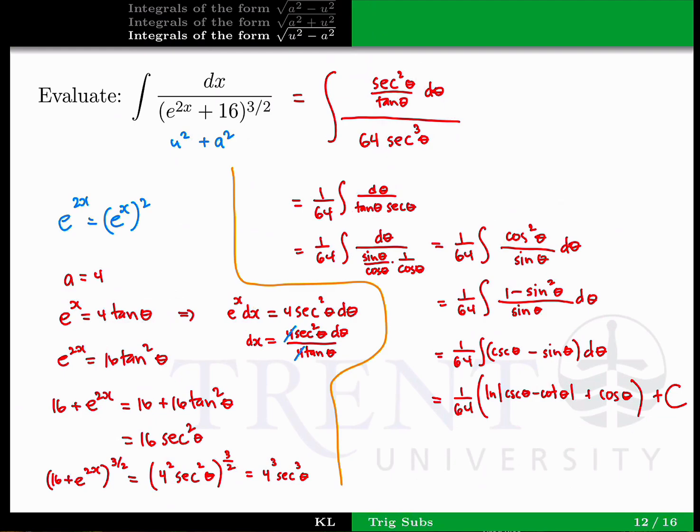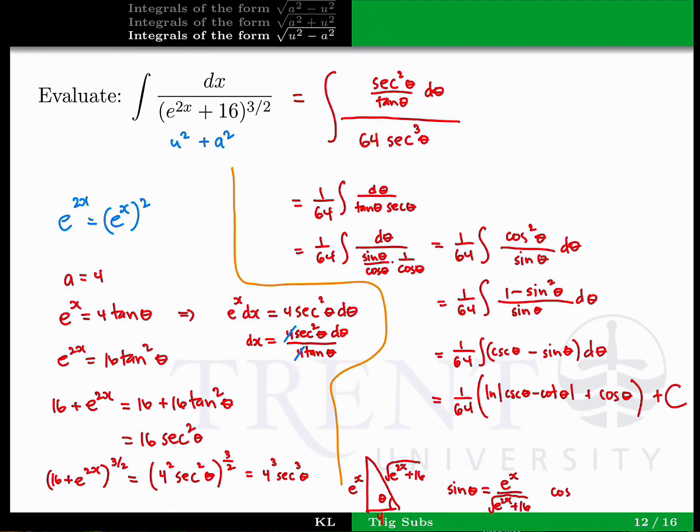So in here, let me put the triangle on this part here. This is theta, and we got the tangent. So TOA, opposite will be e to the x, adjacent will be 4, and this is the square root of e to the 2x plus 16. So sine theta is e to the x over the square root of e to the 2x plus 16. So that cosecant theta is the reciprocal of this one.